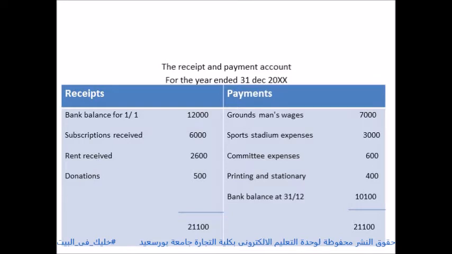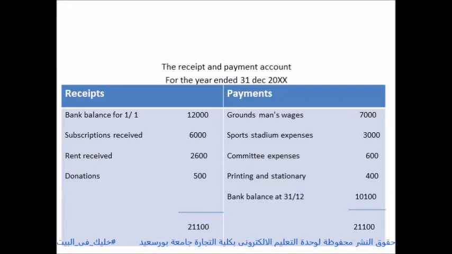The total of the receipts is 21,100 and the total of payments is 11,000. There is a difference between the debit side and the credit side. The difference between the total of the debit side and the total of the credit side will be the closing bank balance. It will be credited as bank balance at 10,100 to make a balance between the receipts and the payments, between the debit side and the credit side.